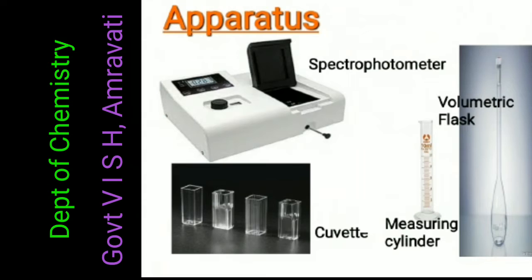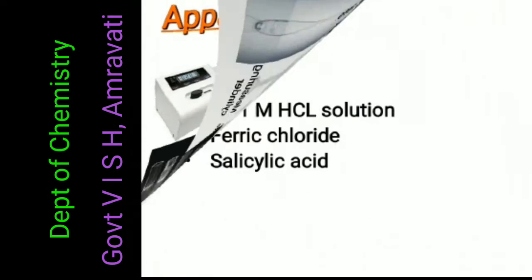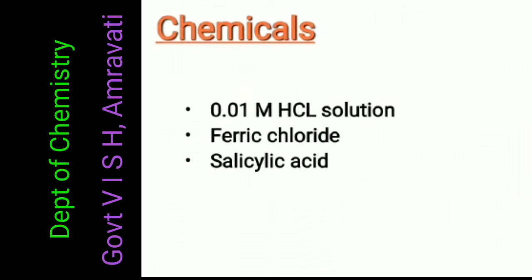for this practical. First of all, we'll need a spectrophotometer. Next, we'll need a volumetric flask. After that, we'll need a measuring cylinder, and lastly, we will need a cuvette. Now let's move towards the chemicals which are required. Three chemicals we have. First of all, you need 0.01 normal HCl solution. After that, ferric chloride, and lastly, you need salicylic acid.